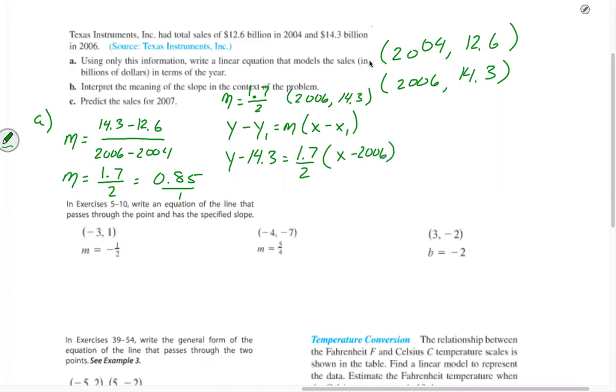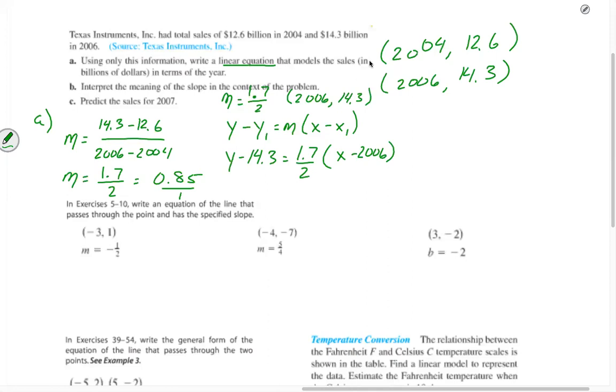Fair enough? Leah, you okay with that? A is done. I wrote the equation of a line. It models it. I'm using the time and the years. Okay? Justin, you okay with that?